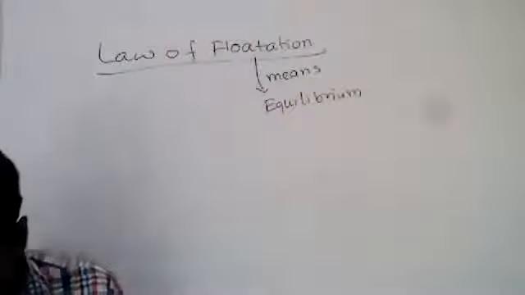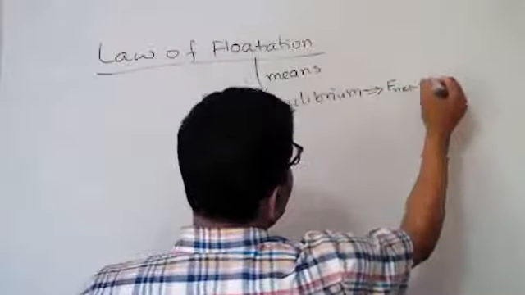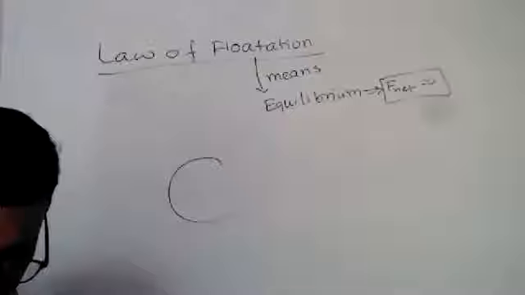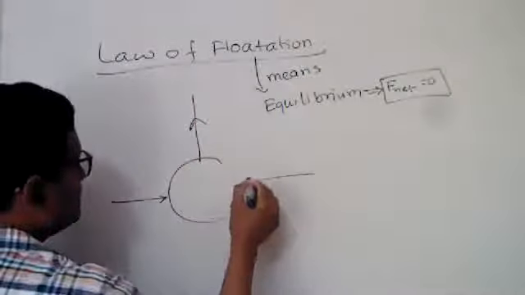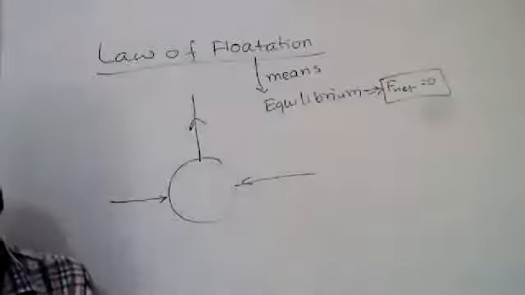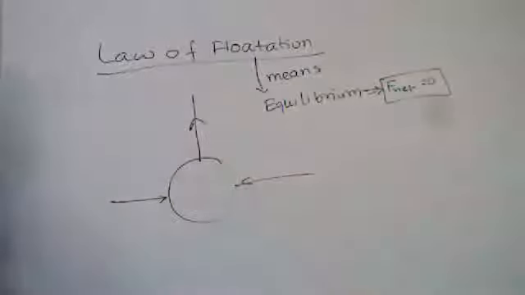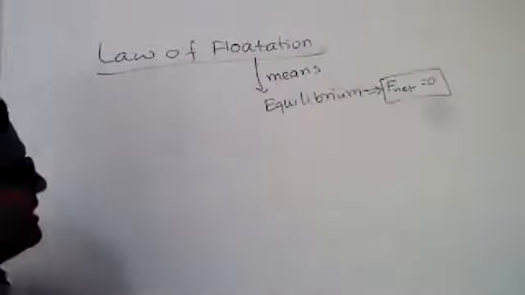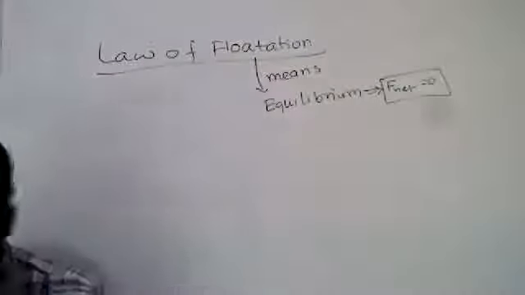Equilibrium means the net force is zero. Net force zero means if, suppose this is an object, force is applied in this direction or in this direction, but there is no change in the position of the object, then we can say the net force is zero. So, law of flotation means equilibrium. Equilibrium means the net force is zero.